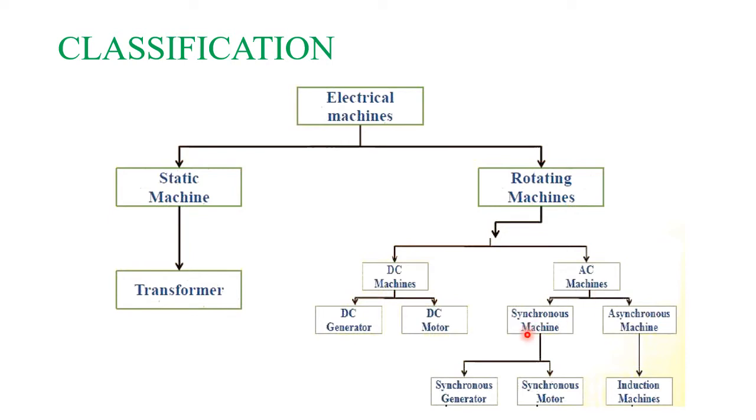A synchronous machine runs at a rated speed, whereas an asynchronous machine doesn't run at a rated speed. Further, the synchronous machine is classified into synchronous generator and synchronous motor, and the asynchronous machine is further classified into induction machines.